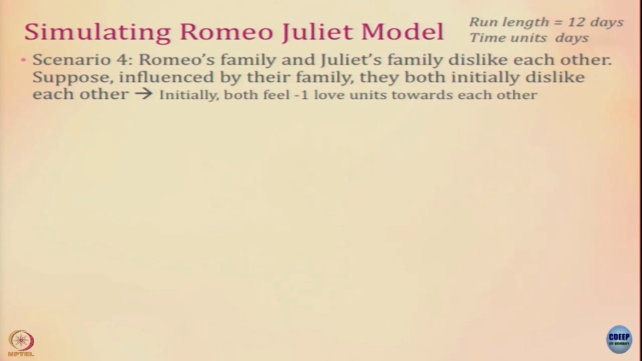Let us flip it. Those who remember the story will know that Romeo's and Juliet's families fight with each other; they do not like each other. Suppose, influenced by their families, they also initially dislike each other. That is, initially both feel -1 love units towards each other. They see each other and they start hating each other immediately. Then what kind of dynamics can we expect? It is also going to have exponential behavior, but it is going to be accelerated decay or exponential collapse that we can expect.